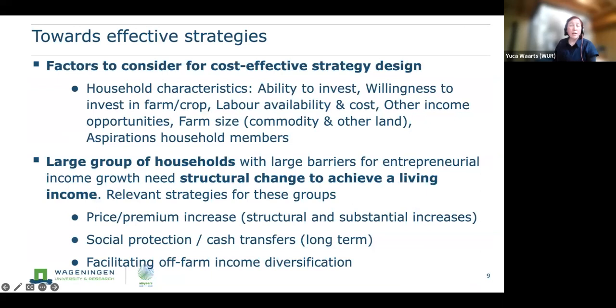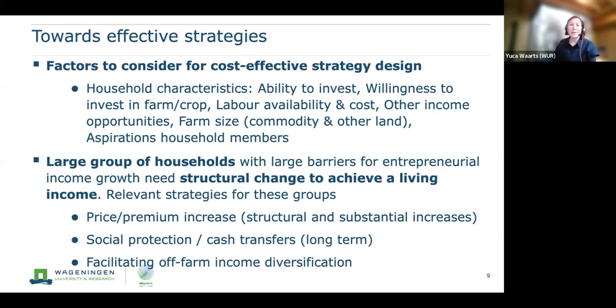So, factors to take into account in the design of interventions for them to be effective. Well, I list them there, you can have a look. And specifically, we distinguish in a lot of our assessments the poorest group with the least opportunities, I would say. Basically, they really need structural change to achieve a living income, because a lot of the interventions based on helping them improve their farm without incentives or proper remuneration haven't been working as far as we see. So we need to think about social protection, cash transfer, price and premium increase, but that needs to be coupled with supply management because we don't want situations of oversupply. And off-farm income diversification is really important to consider for this group.